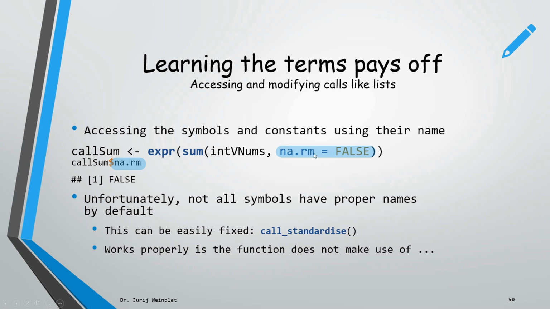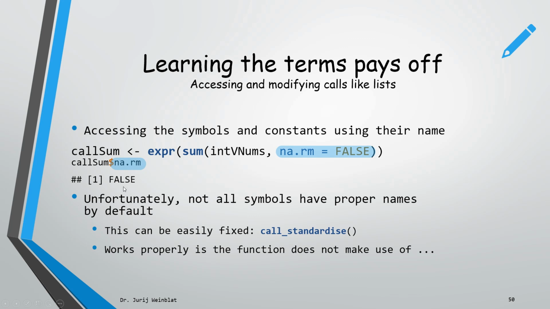It's what you see on the left side of this expression here, and this is why you can just say call_sum, use the $ sign, and say the name of the constant which you would like to access, in this case na.rm, and you get FALSE as an outcome, which is this FALSE over here.